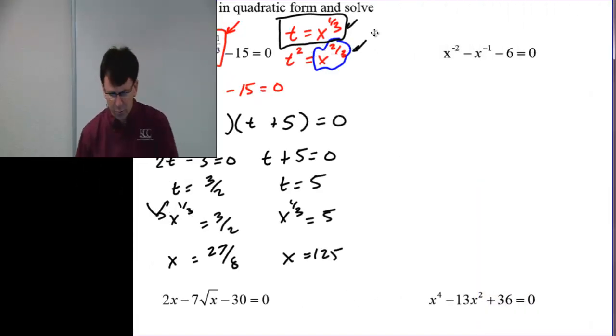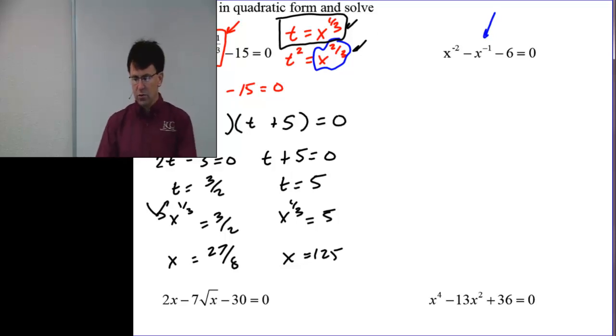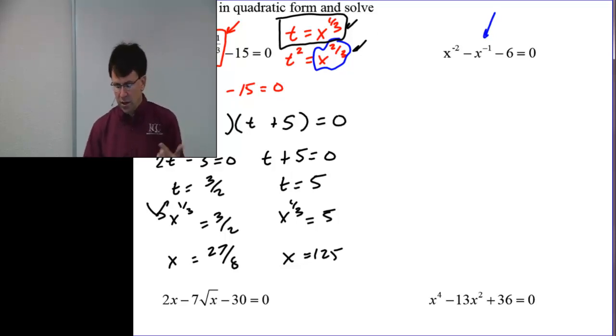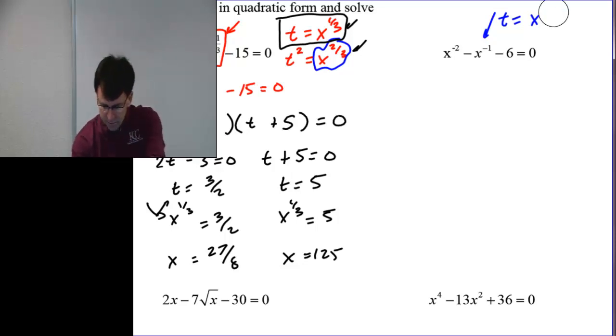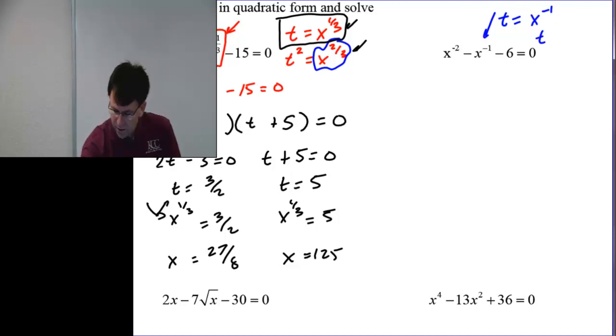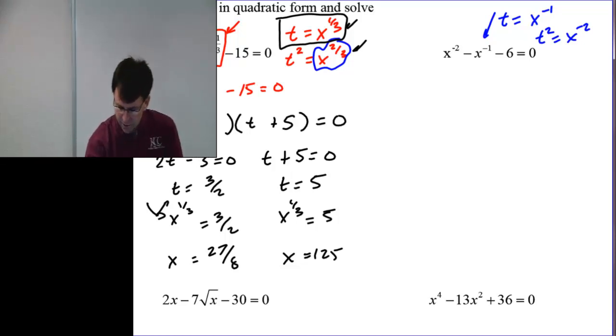Let's look at another problem so we can get one more piece of practice in here. So x to the -2, x to the -1, and a 6. So if I could identify that, hey, this is quadratic in form, and if I let t equal x to the -1, then I could say that t squared equals x to the -2. Simply, what is t squared? X to the -1 squared is how that's going to work out. So this becomes t squared minus t minus 6 equals 0.